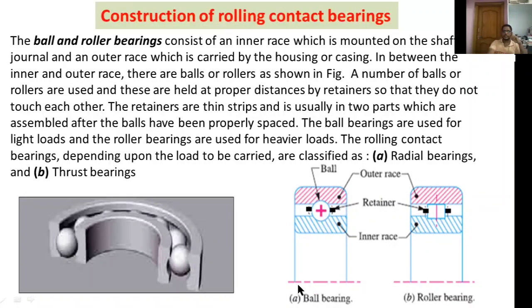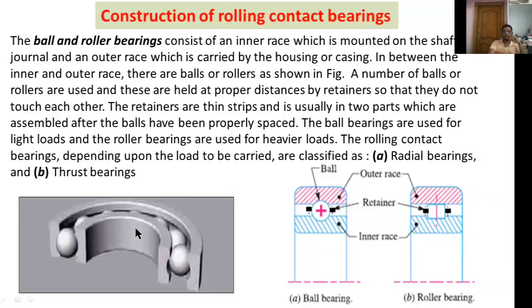The rolling contact bearings, depending upon the load to be carried, are classified as radial bearings and thrust bearings. Now this is the cross-sectional shape of a ball bearing. This is a half-sectional view. Here, this is the hole for the shaft.